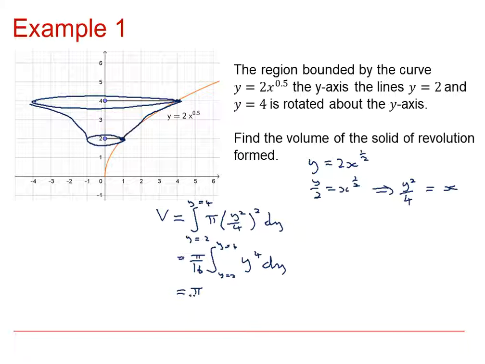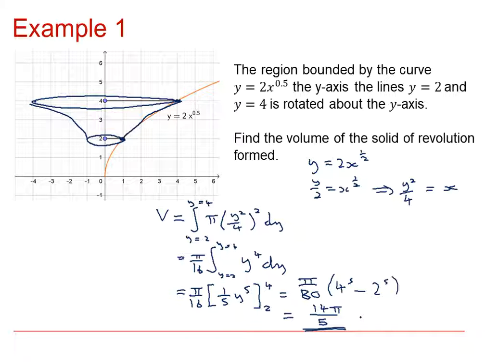Which is pi over 16. Doing the integration with respect to y gives a fifth y to the 5, from 2 to 4. So I'm going to take pi over 80 out as a common factor. Putting the top limit in gives me 4 to the power 5 minus the bottom limit going in, 2 to the power 5, which gives me a volume of 14 pi over 5. That's the exact volume generated.